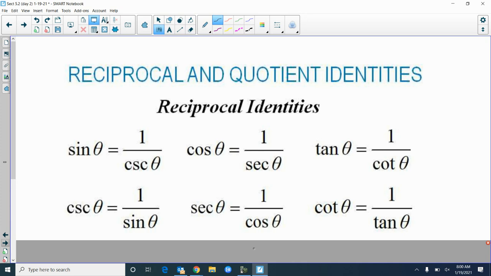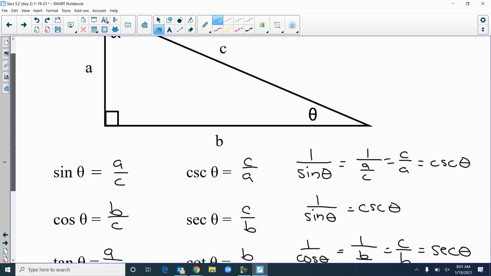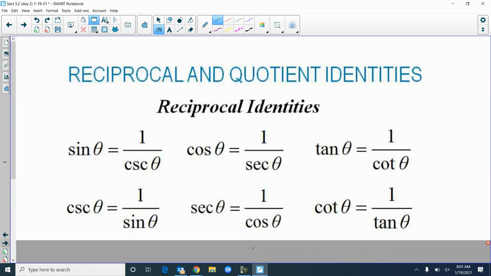Sine is equal to 1 over cosecant. Cosine is equal to 1 over secant. And this is one we did earlier. We just started with 1 over sine is equal to cosecant. Secant of theta is 1 over cosine. Cotangent's 1 over tangent. These are your reciprocal identities. Reciprocal, remember, means you flip the fraction.